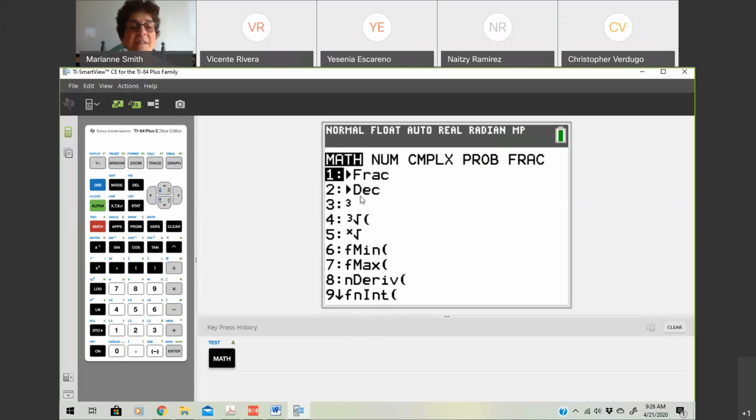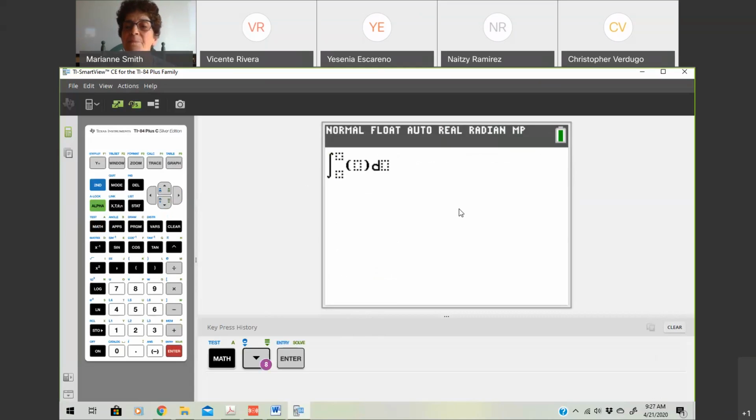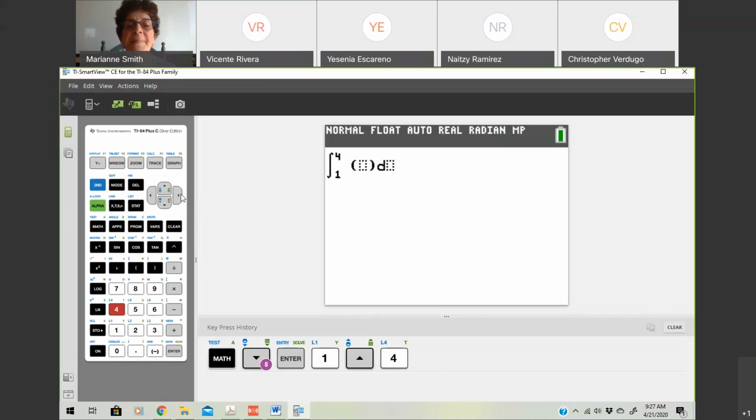Okay, so let me select this. Again, I got this from the Math menu, and I'm going to pick number 9. I'll show you what it does. It brings up a template for you to enter in stuff. So I'm going to enter in the formula that we just evaluated. That was the integral from 1 to 4. And then the formula we used was pi times the square of our function. So here's pi, and then I'm going to need parentheses because I'm going to square the thing.